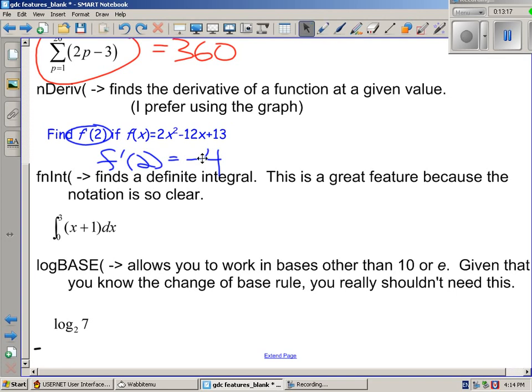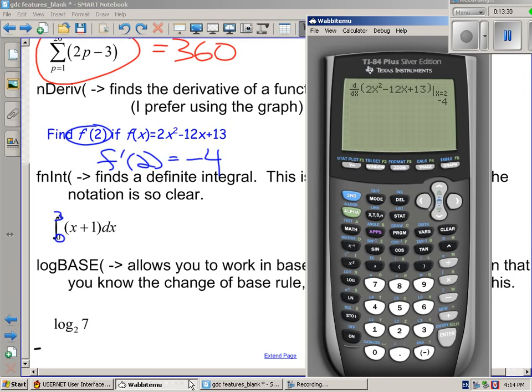The integrals, though, are really nice. So in this next one, we're going to find the integral from 0 to 3 of x plus 1 dx. I'll go to my alpha y equals again, go to the functions, go to the fnInt. And the notation is so nice here. You get to put it in just how you see it. So from 0 to 3 of x plus 1. And it reminds you that you need to tell it what you're integrating with respect to. So dx, lovely, gives us 7.5.